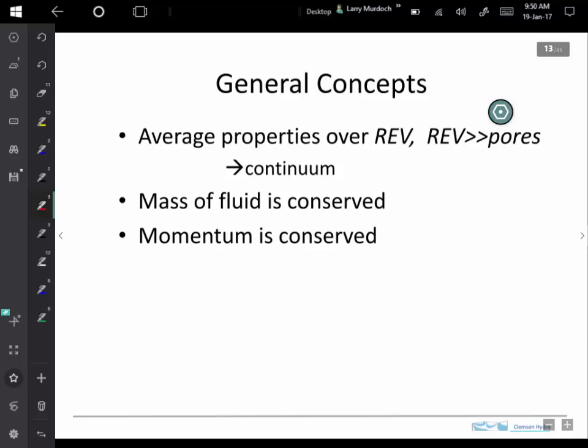And then we'll have these conservation concepts. So for flow through porous media, we'll have mass and momentum conserved. So those will be the starting points.